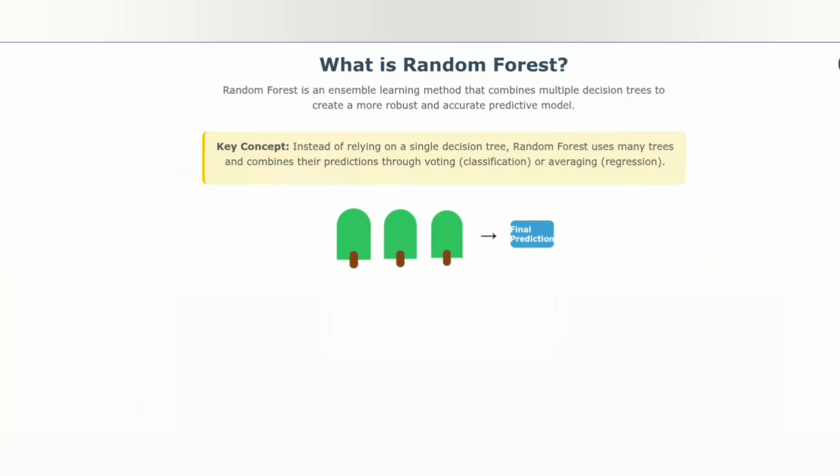Instead of relying on a single decision tree, which can be unreliable and prone to overfitting, random forest creates multiple decision trees and combines their predictions. For classification problems, it uses a voting system, and for regression, it averages the predictions. This simple yet powerful concept makes random forest much more robust and accurate than individual decision trees.